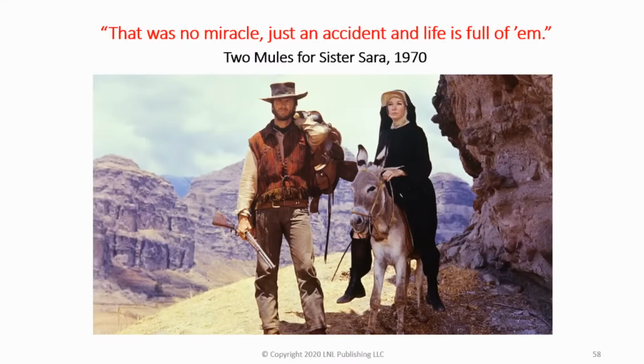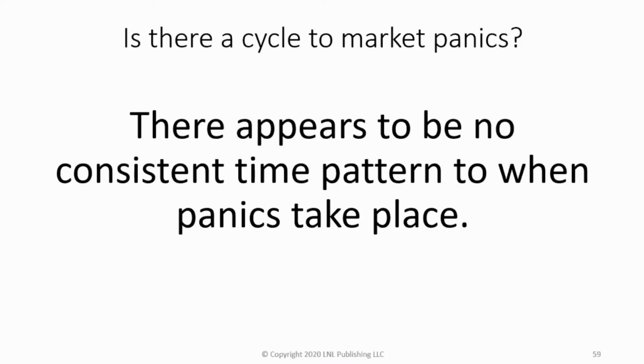You wouldn't have moved on the panic index if you hadn't seen one before. There was stuff there, but sometimes in all this data, you just get lucky, and that's wonderful. But I think Clint said it pretty well. It's just an accident, and life's full of good accidents for us. So I don't see any consistent time pattern when panics take place.